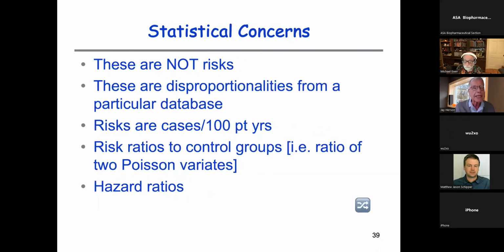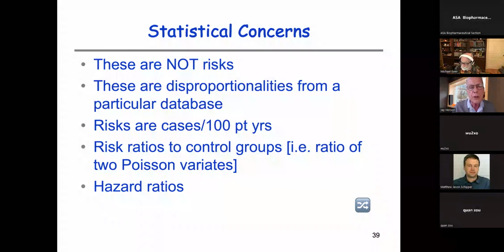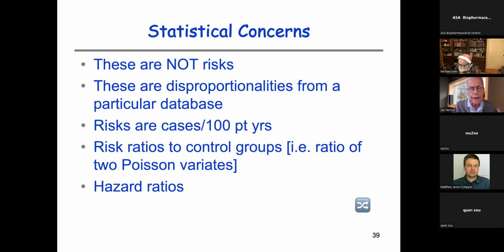Now, these are not risks. These are disproportionalities from a particular database. It gives the risk of finding this cardiotoxicity in that drug instead of all these other drugs that happen to be in that database. Some people, by the way, do disproportionality. Say people work for pharma company ABC, and they do it among all the drugs in their database, and that's highly biased by the drugs that company has developed.